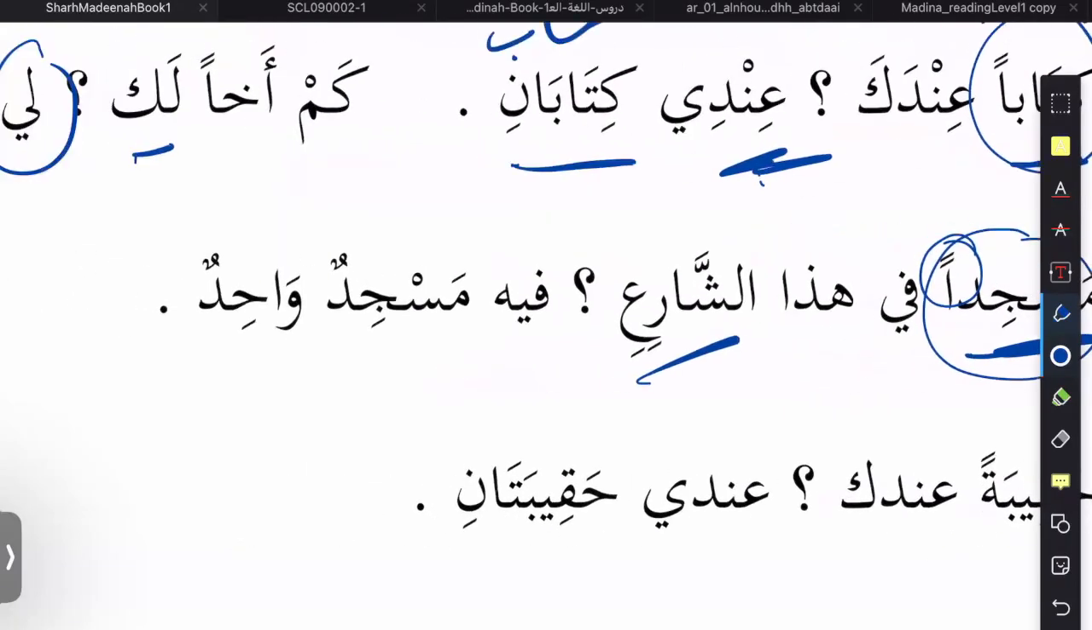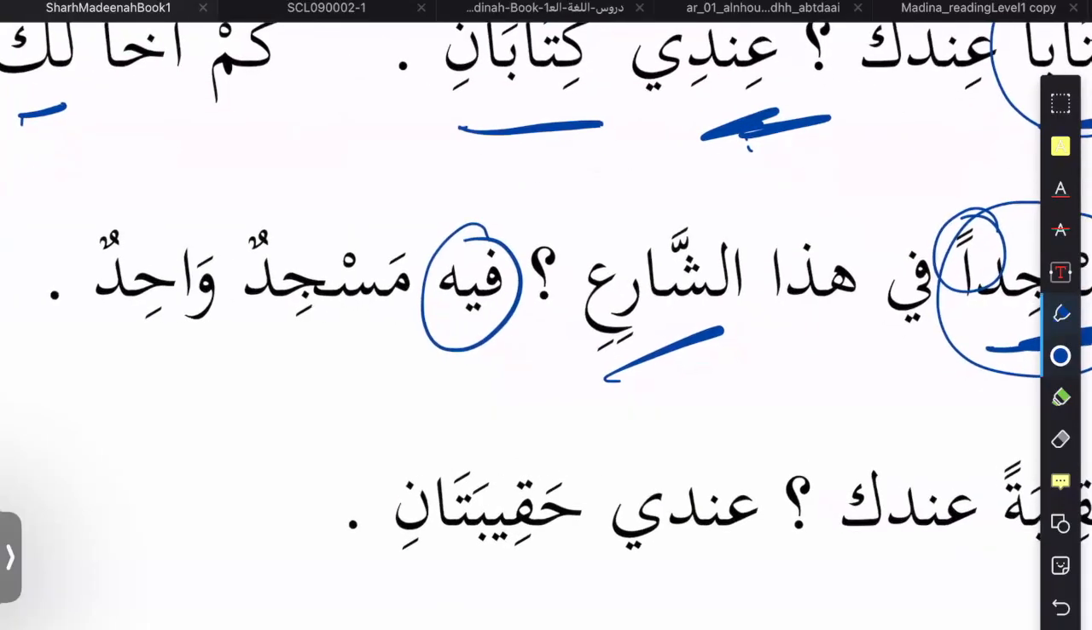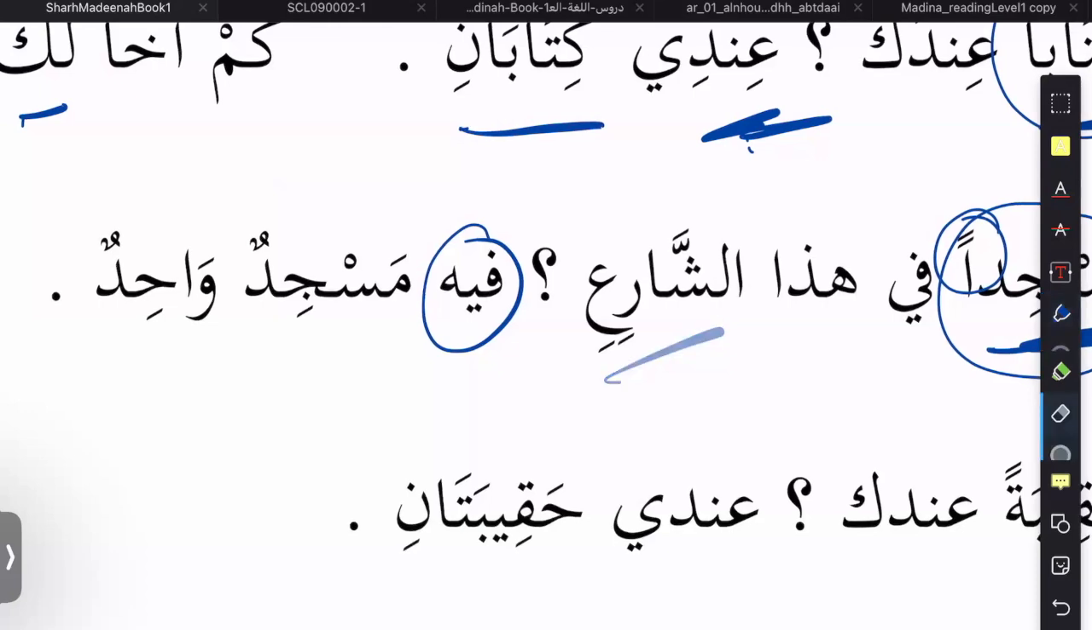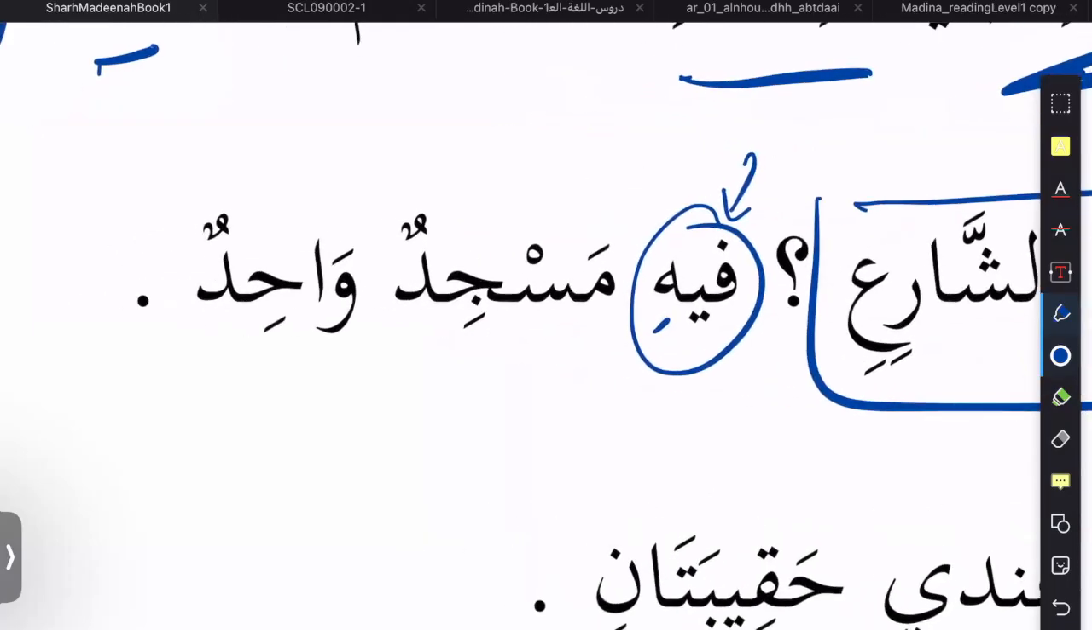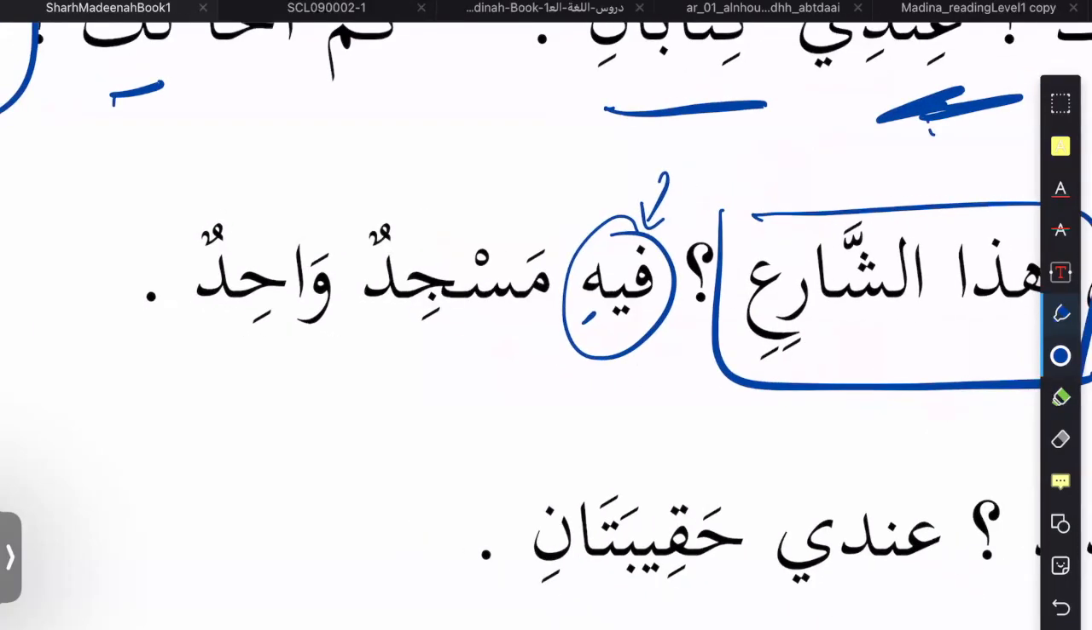You say fihi. You don't have to say fi hadha ash-shari'. You can say fi hadha ash-shari' masjidun wahidun. But you can replace this whole thing with the pronoun. That's what we do, right? That's why we have a pronoun, so that we don't repeat our nouns all the time. So we say fihi, and we did learn how to conjugate the attached pronouns. Fihi masjidun wahidun. Now the question.